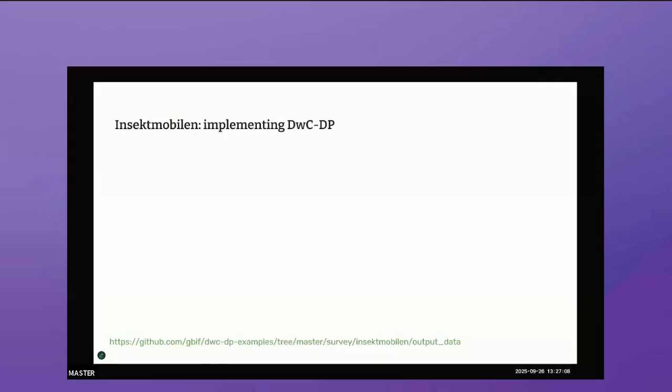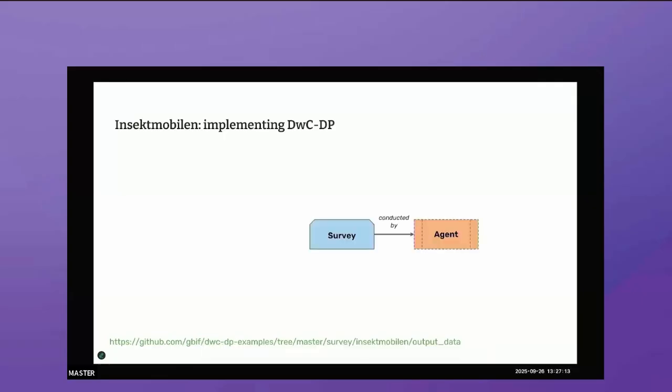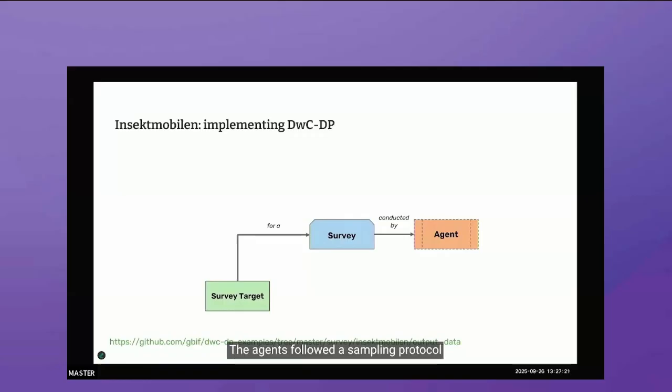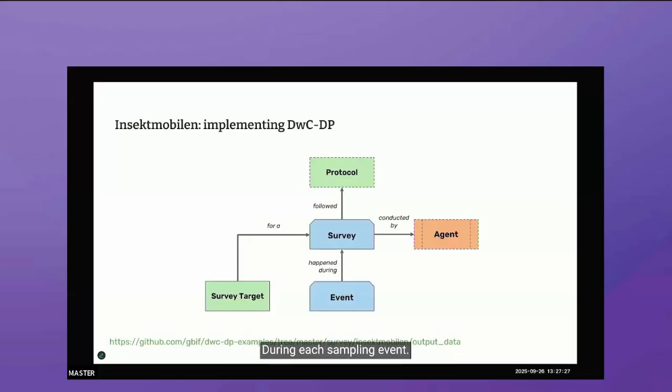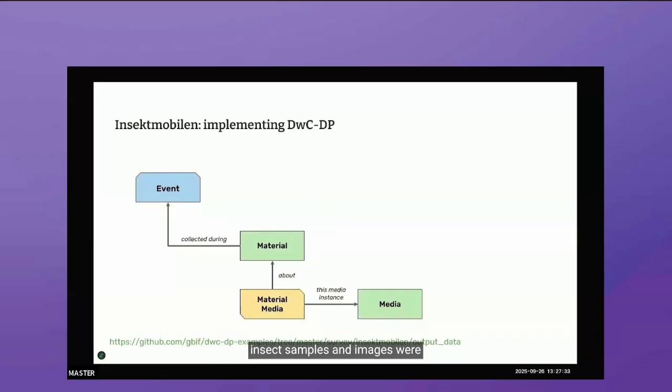Our citizen scientists were agents that conducted surveys. Each individual survey had a specific land cover and taxa target. The agents followed a sampling protocol to carry out the individual sampling events. During each sampling event, material was collected. The material was bulk insect samples, and images were taken for some of those samples.